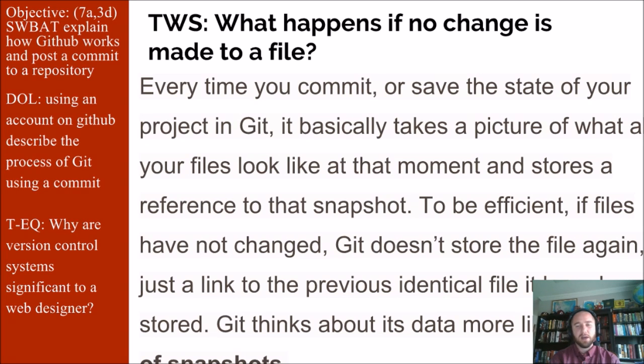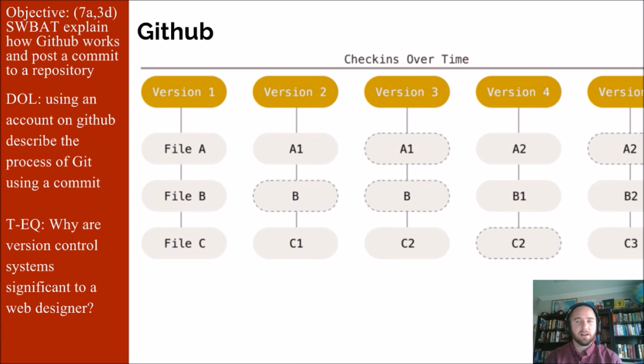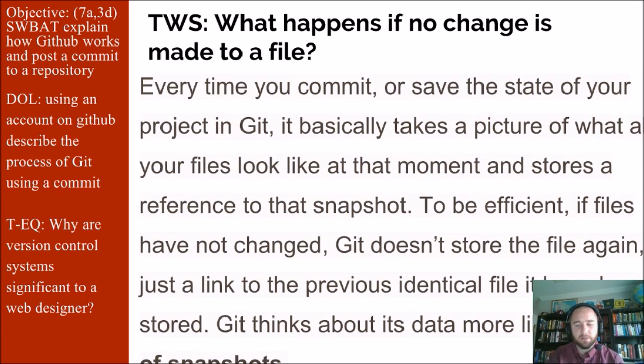So Git thinks about its data more like a stream of snapshots. And that is a great way to look at things in technology, as snapshots. You're going to learn what a disk image is, and things like that. Okay, so that's later. Let's look at this stream that I was just talking about, a stream of snapshots.